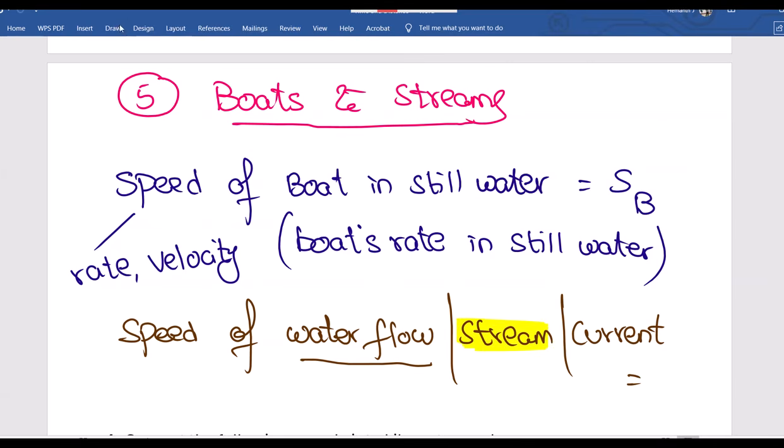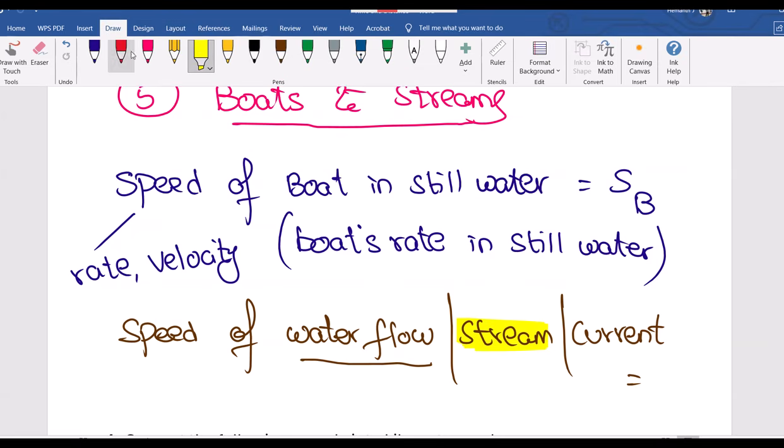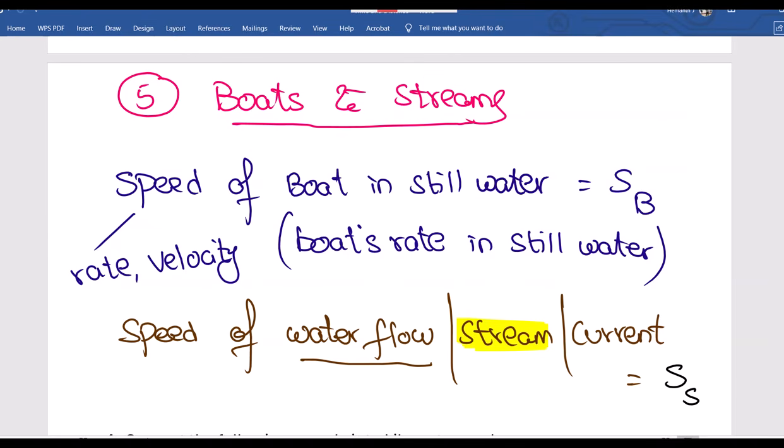That is why we use the notation SS. SS means speed of stream, speed of current, speed of water flow. Instead of speed, they use the word velocity or rate. Stream's rate is also nothing but speed of stream, right?